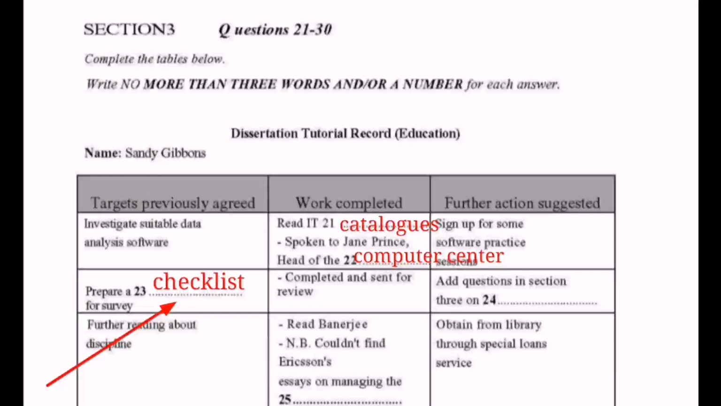So the answer for question number 23 is checklist. And the full answer is prepare a checklist for survey. We heard in the audio, draw up a checklist for survey. So draw is the spoken word for prepare, which is written in the text. Listen again.